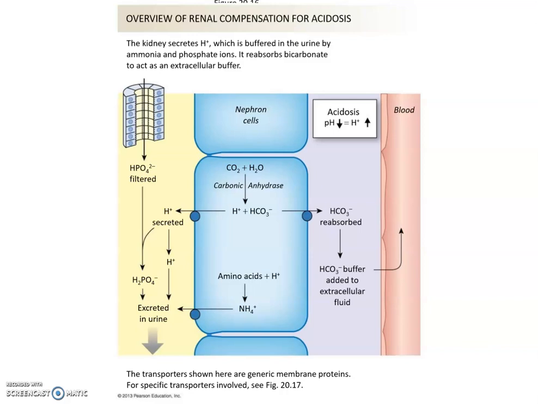Even though the lungs are mostly important for pH balancing, here's an overview of the renal compensation for acidosis. The kidneys can still do a lot. So the basic equation is still remaining the same.